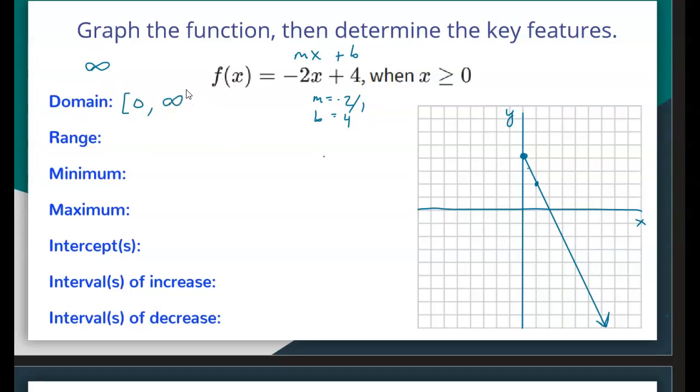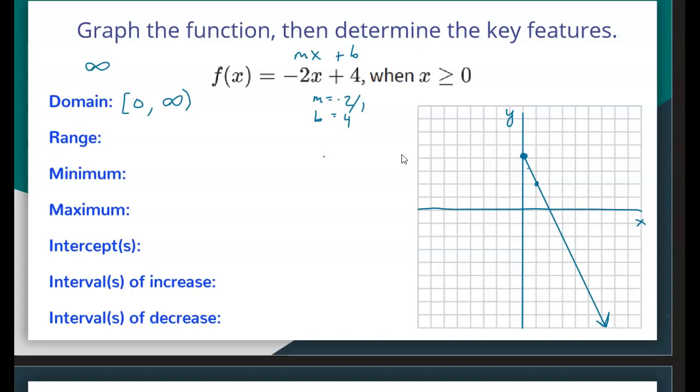And there's a convention in math. When we have infinity, we always use a round bracket. We use a round bracket because we can't include infinity. Infinity goes on forever, so it isn't actually a number. It's more like a concept. Since you can't include a non-number, we use a round bracket.